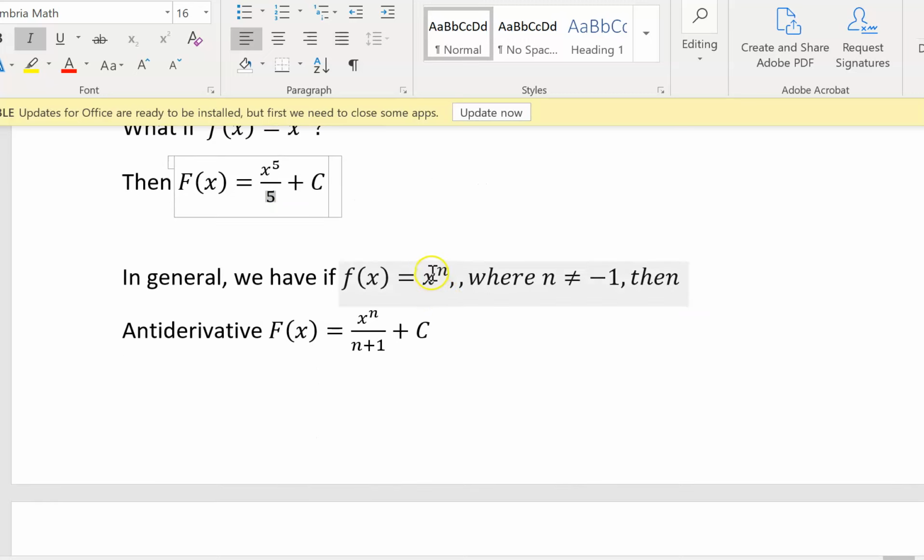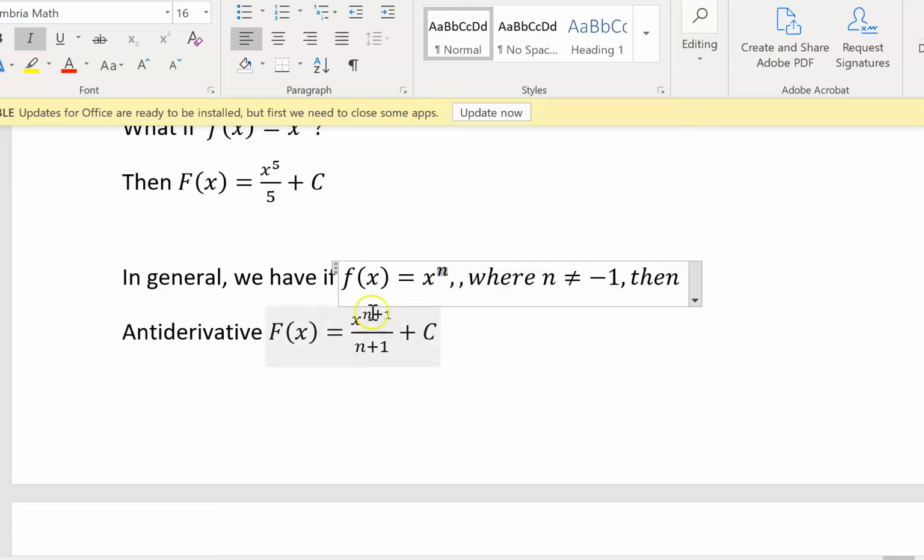So if you have x to the n, the antiderivative will be x to the n plus 1: go up 1, and divide by the new exponent. So if n is 7, for example, it'll be 7 plus 1, which is 8, so x to the 8 divided by 8. Plus, of course, there's a constant.